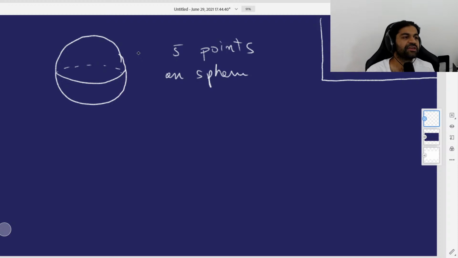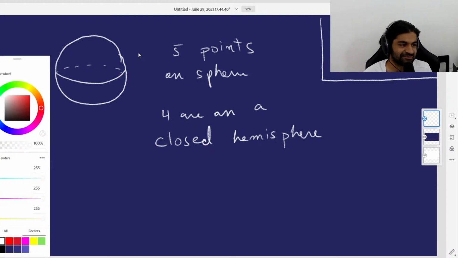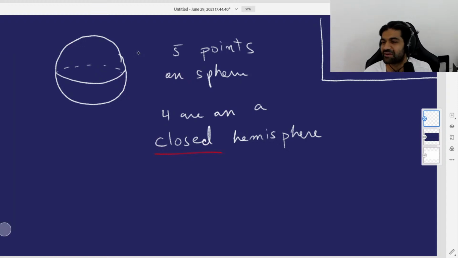And you want to show that 4 are on a closed hemisphere. Okay, so there are 5 points on a sphere, and you want to show that 4 lie on a closed hemisphere. If you're unfamiliar with this idea, closed hemisphere means just including the equator of the hemisphere.